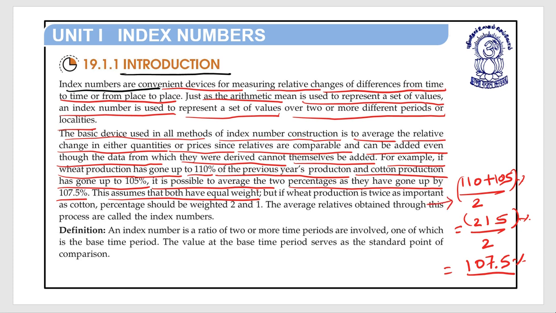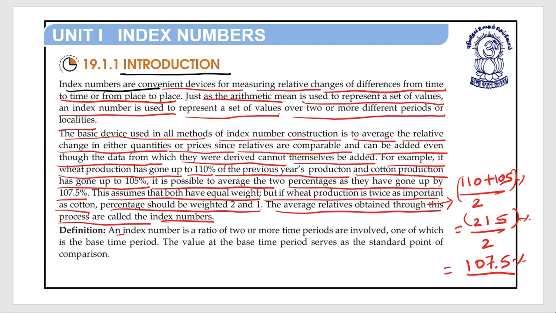Here I have taken the average percentage of these two, wheat production and cotton production. But if wheat production is twice as important as cotton, the percentages should be weighted 2 and 1. The average relatives obtained through this process are called index numbers.